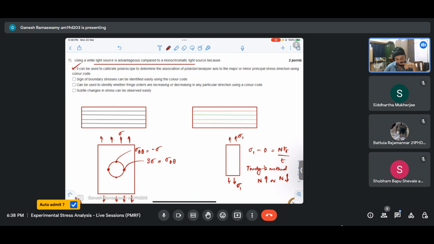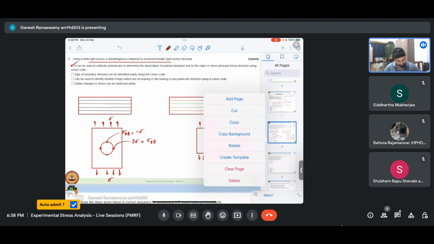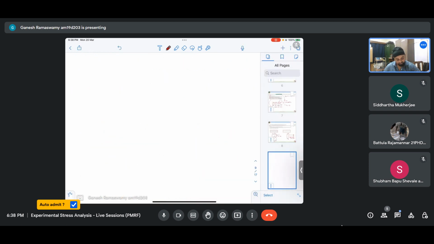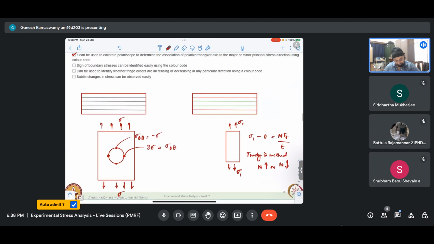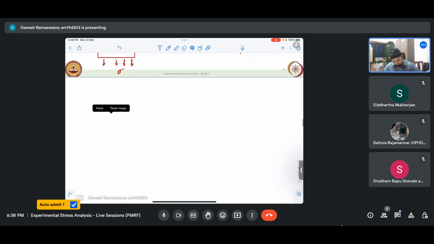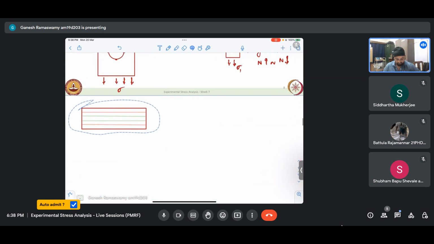The sign of the boundary stresses can be identified using a color code. Let me elaborate on this a little bit. Let us say that we have this problem at hand, a 4-point bending case. At the top boundary, let us say it was applied with a moment like that. Now I know that my top face is in compression and my bottom face is in tension.